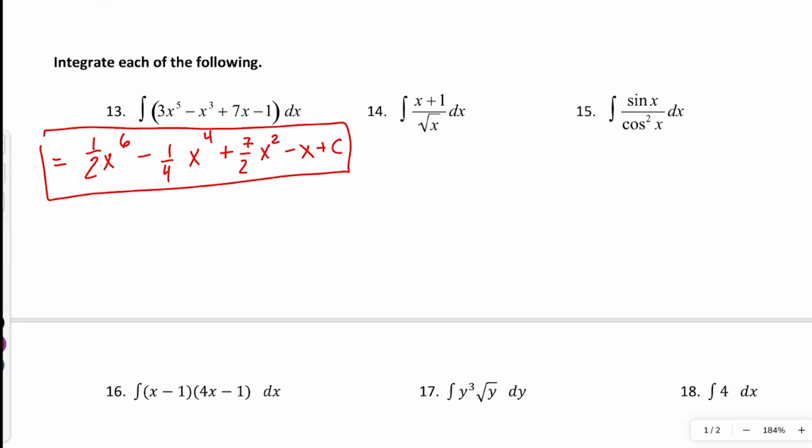Number 14, what are we going to do here? I think we got to divide both x and 1 by the square root of x. So I'm actually going to rewrite this integral as x plus 1 over x to the 1/2, just to make it a little bit easier, dx. And then divide each one of these. So x divided by x to the 1/2, we're going to subtract the exponents. So 1 minus 1/2 is 1/2. So that's going to be the integral of x to the 1/2 plus 1 over x to the 1/2. So that'll be x to the negative 1/2.